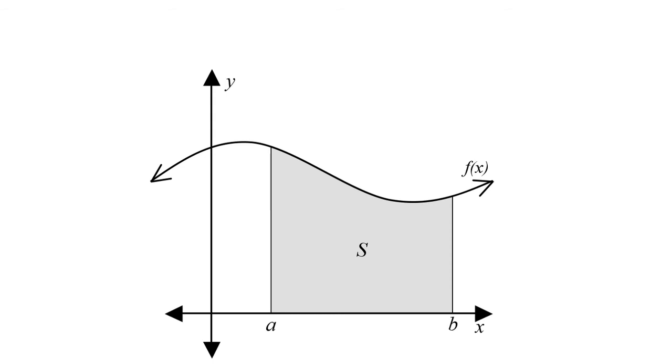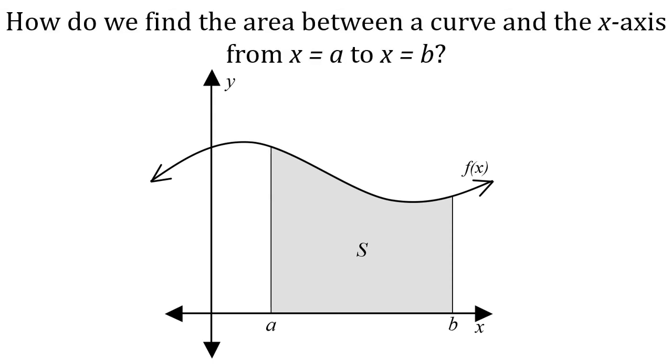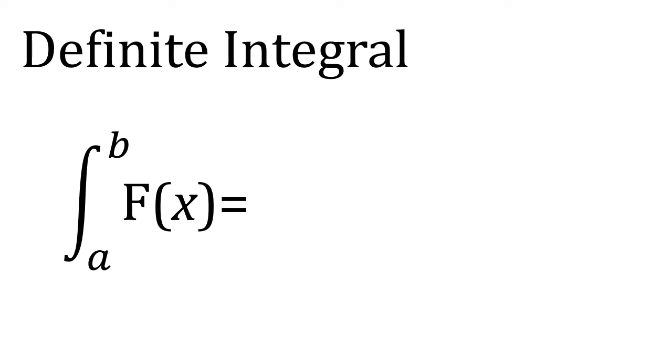Now, look at this figure. How do we find the area between a curve and the x-axis from x equals a to x equals b? How are we going to get the area of this shaded region? Actually, integral calculus can be applied to answer this question. That is the concept of the definite integral. So we are going to integrate f of x from a to b.